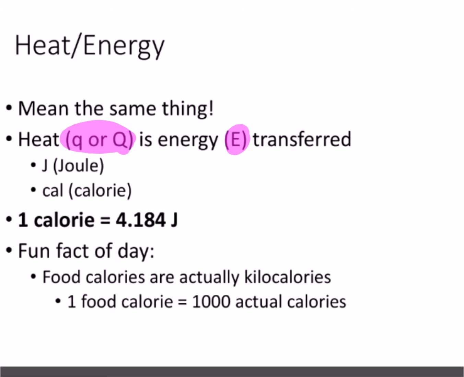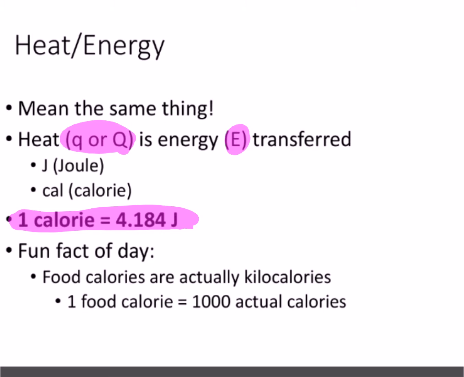Calorie is CAL. 1 calorie equals 4.184 joules. You do not need to memorize this conversion factor. We're going to do an example here in just a second with it, but I will give this to you on a test or a quiz if you need it.